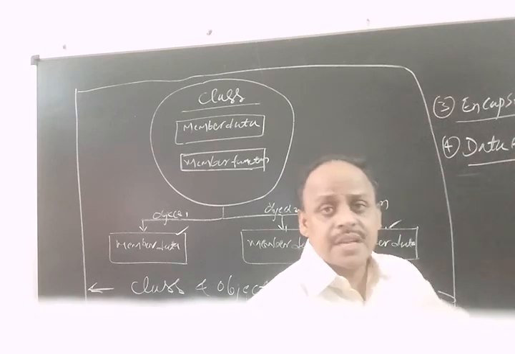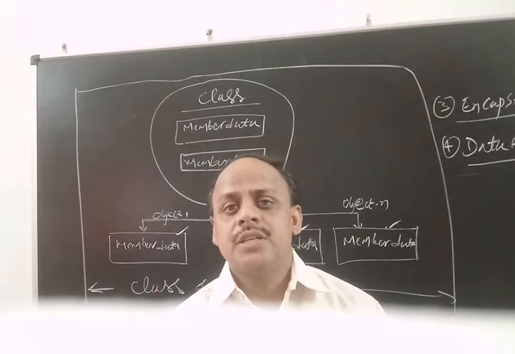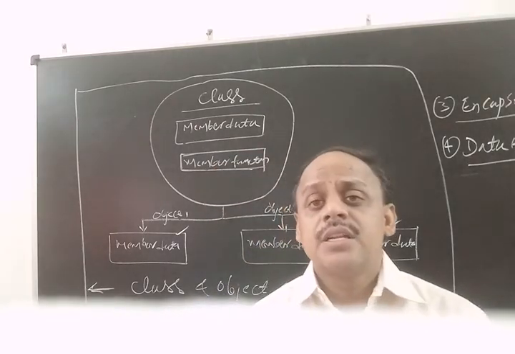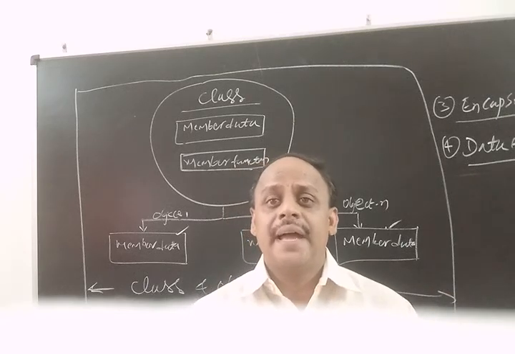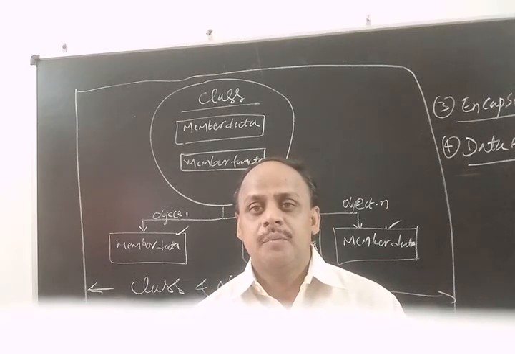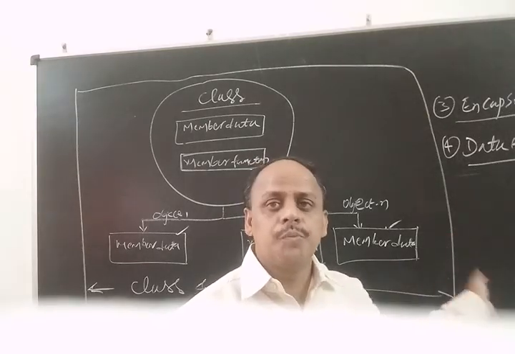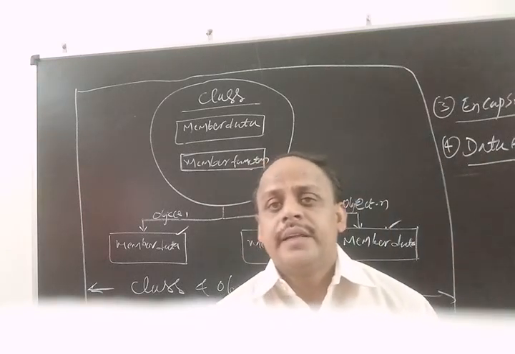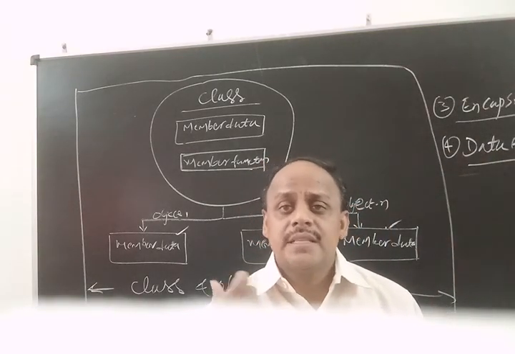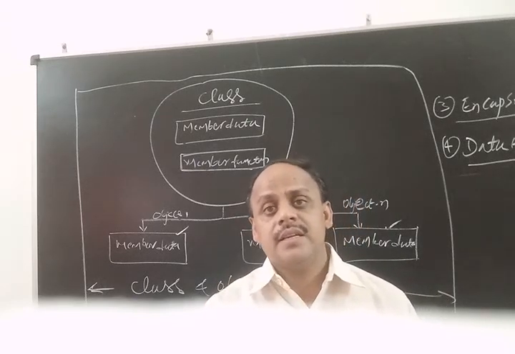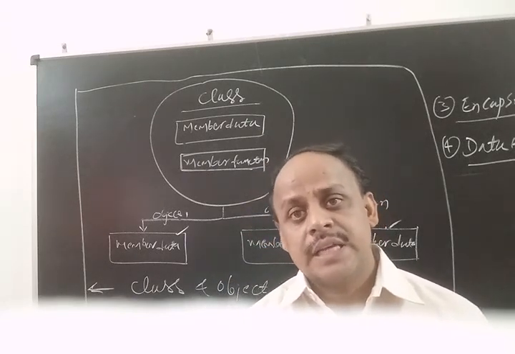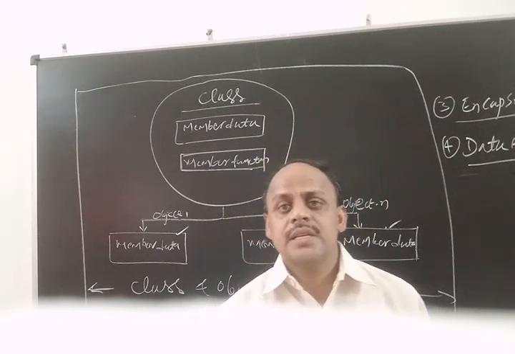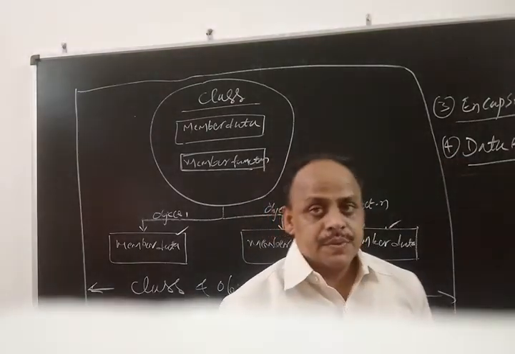This data abstraction provides essential information to the programmer by hiding its background details. This facility is available in the OOPS concept. Data abstraction provides the essential information which is necessary to write the program, by hiding its background details. This facility is available in the basic concepts of OOPS.